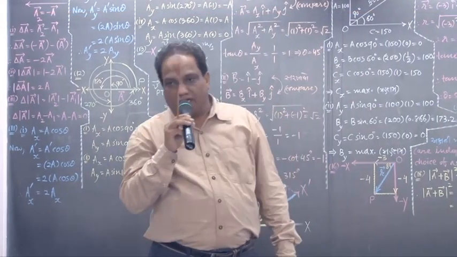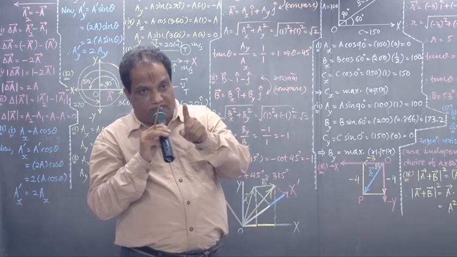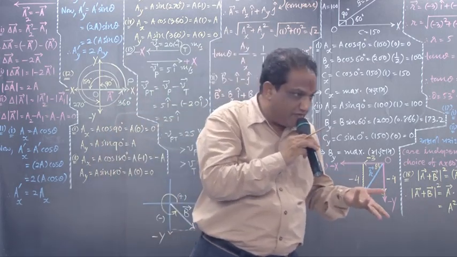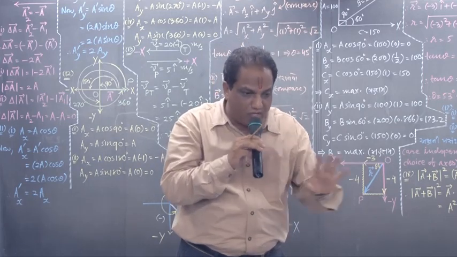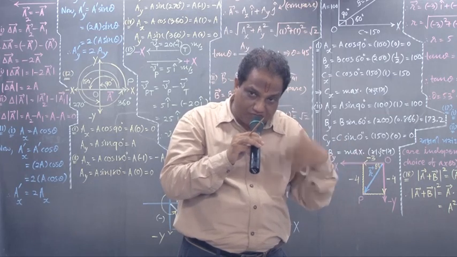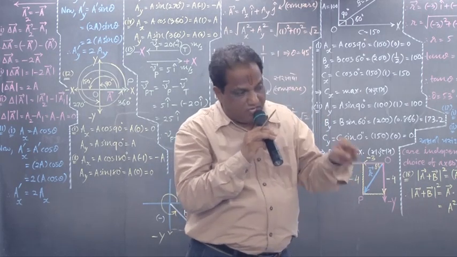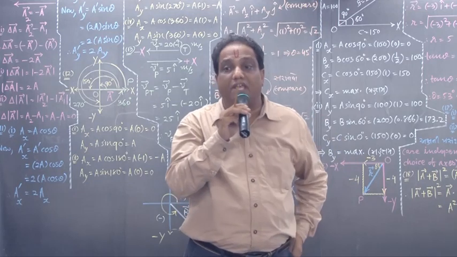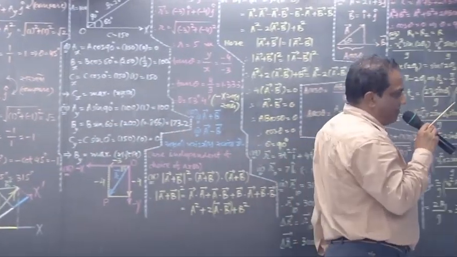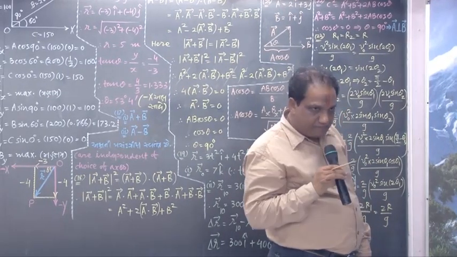What have they asked? Displacement vector in 10 seconds. Now 10 seconds is a time interval. Somebody may take from 35 to 45, which is also a 10-second interval. Somebody may take from 22 to 32, also a 10-second interval. If you take different time intervals, from different instants of time, even with the same interval length, your answer would differ. So here they should have asked in the first 10 seconds. Write down: in first 10 seconds, not afterwards.